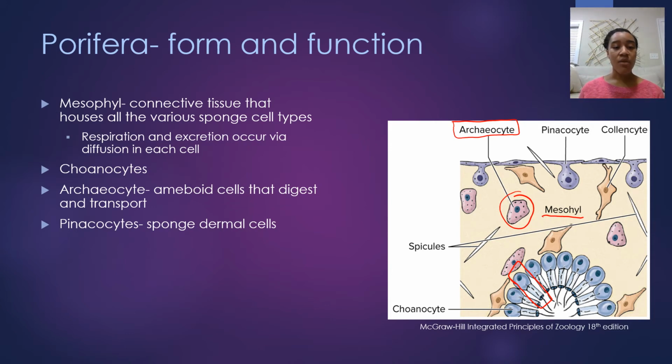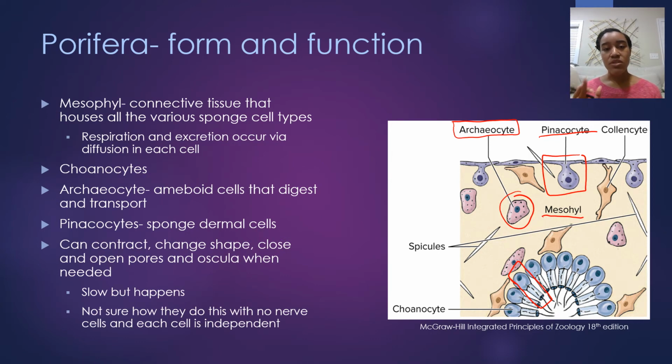And then we have our pinacocytes, which are in this image these purple cells. And this is the closest thing that a sponge has to an epidermis. These are their dermal cells that lie on the outside of the sponge, and they can also engage in food acquisition through diffusion and active transport.